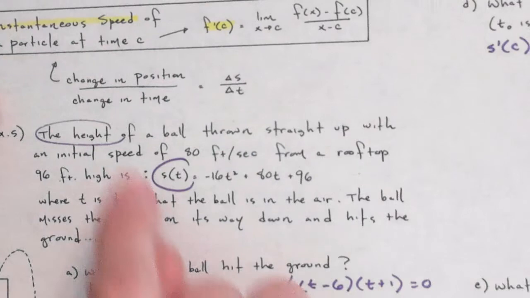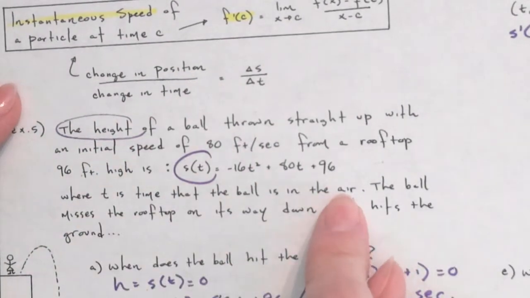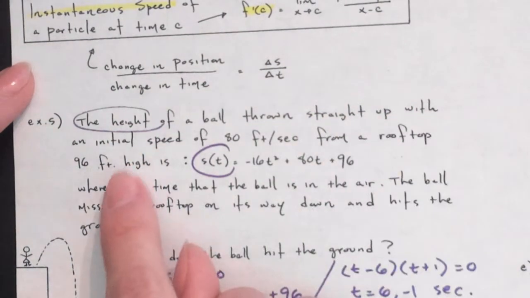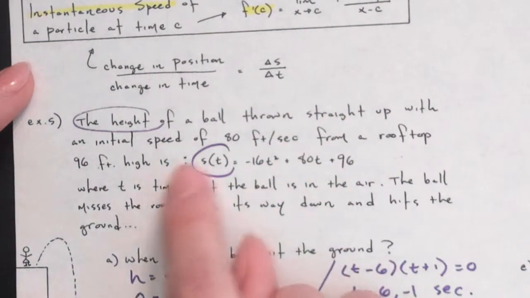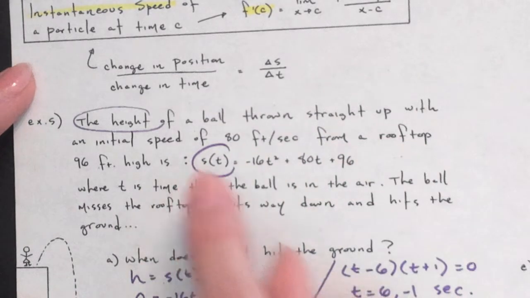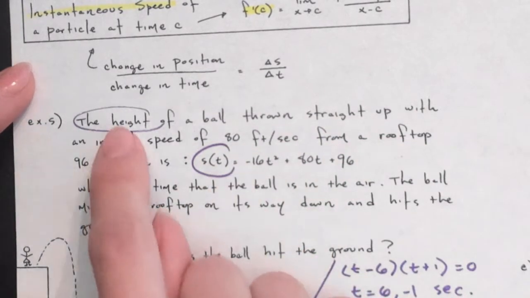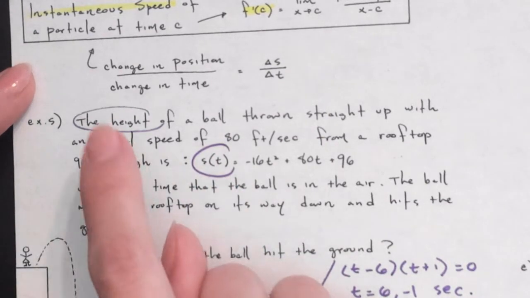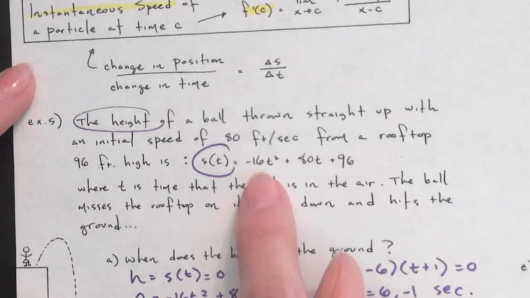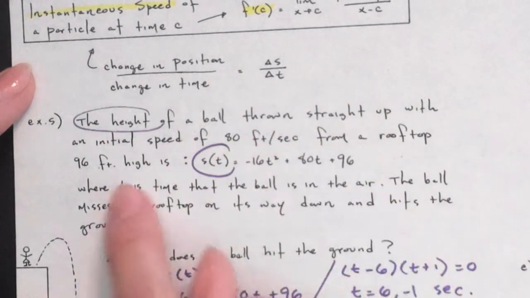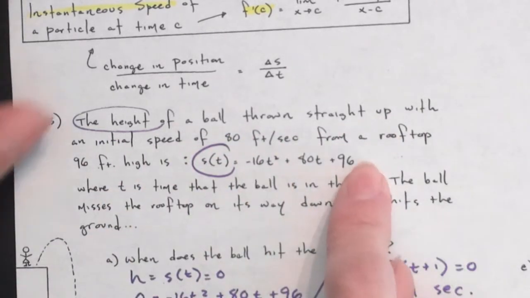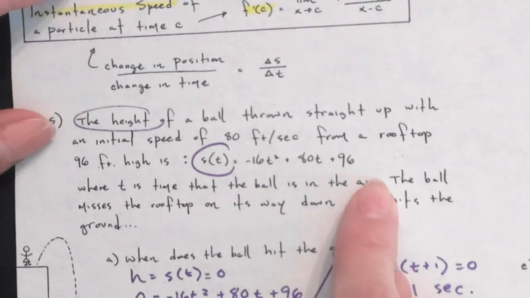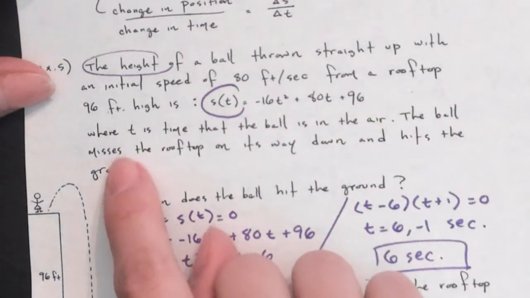Okay, so I'm going to read this problem. It's kind of got a lot going on, okay? So the height of a ball is this. With an initial speed of blah, blah, blah, so whatever. But this is the formula for height. I know it's weird because this says s instead of h, but that's the formula for height, and they give you everything you need here. So even if you don't read that part of the problem, it's okay. They give you the formula right here, where t is time, and that's the time the ball is in the air. And then it misses the ground from a rooftop.